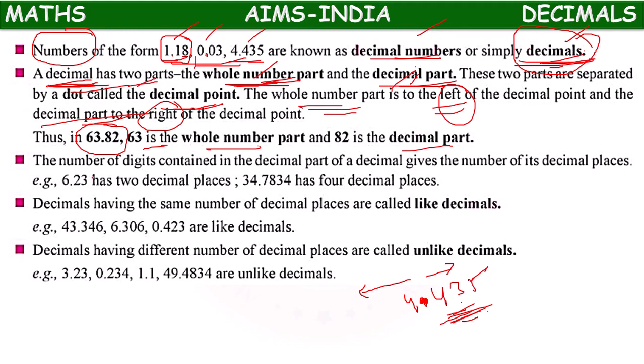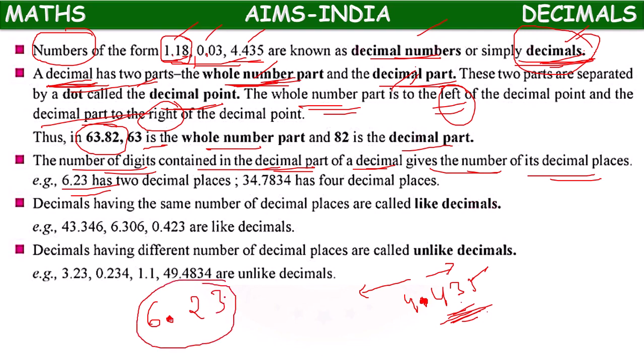Okay. So the number of digits contained in the decimal part of the decimal gives the number of its decimal places. Means 6.23. Suppose they give the decimal number 6.23 and ask the question, how many decimal places does 6.23 have? So how can we give the answer?